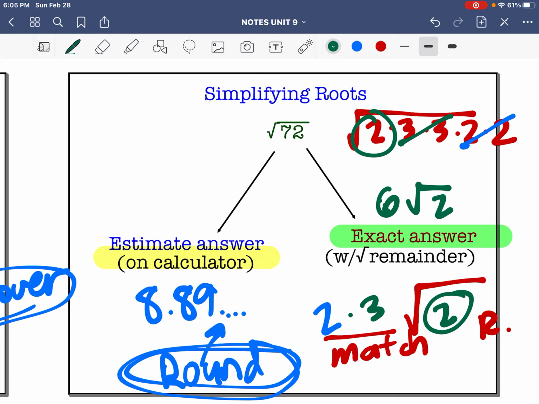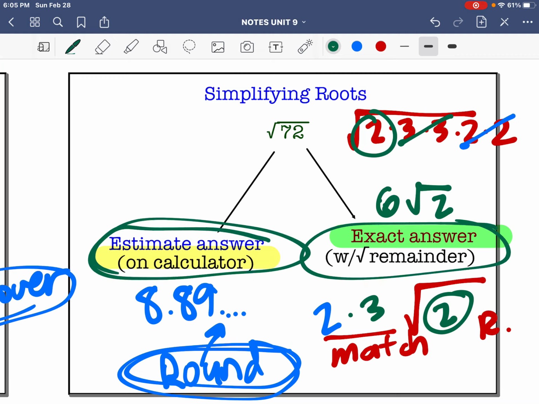So be careful when you're doing your assignment to make sure that you know whether it's asking for the estimate answer or the exact answer. Exact answer is going to be with square roots. Estimate answer is going to be on a calculator. Now, let's try a couple. Square root of 24.